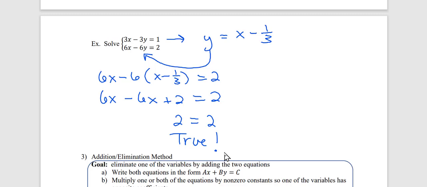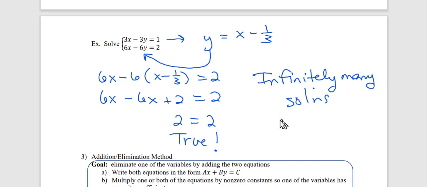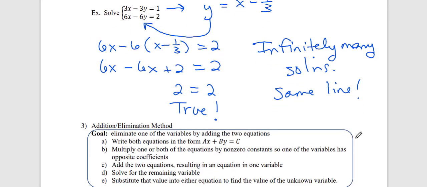When you have a true statement like that, it means you don't have any contradictions, and that's where we get that infinitely many solutions. And that tells us they are the same line, which is what we saw above when we graphed it.